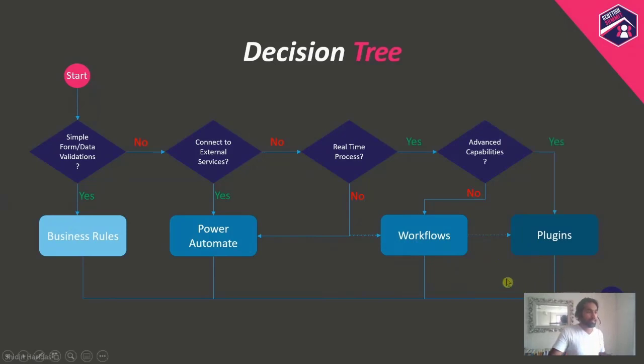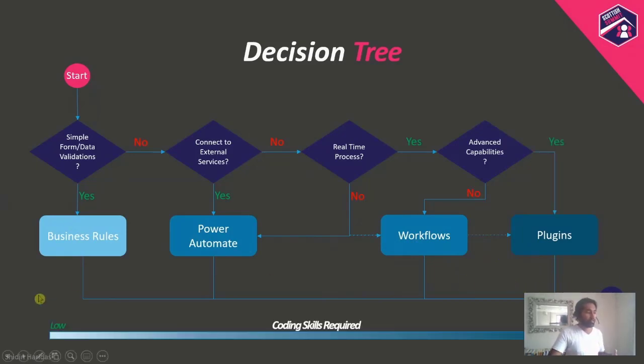plugins are the one. And I have a scale here: business rules and Power Automate fall at the lower end of the spectrum in the low code, no code range. And if you have to deal with plugins, that is mostly the developer realm.